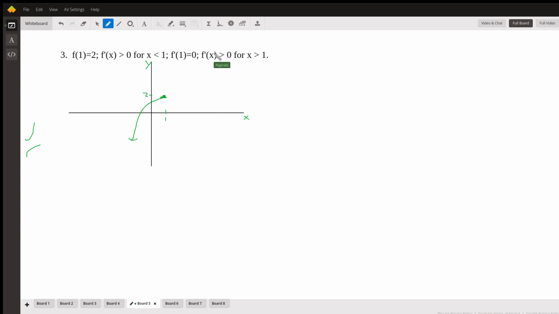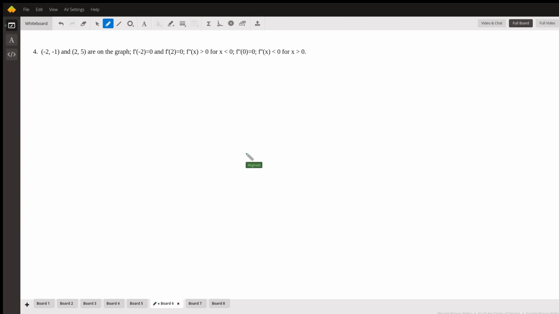And we know that f prime of x is greater than 0 when x is greater than 1. So it has to increase concave up. It can't increase concave down because we already passed the 0 slope. So that'd be the sketch for number 3. Let's look at number 4. So again, I'm going to draw my axes.